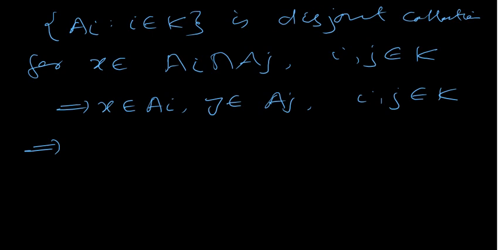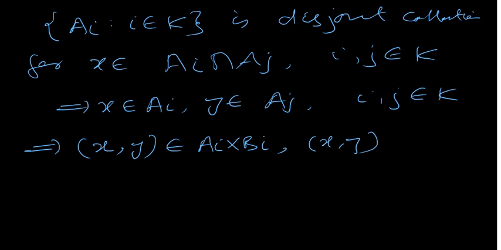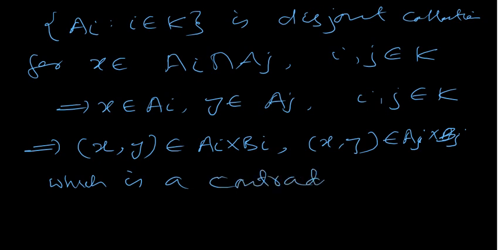Which means that x is in Ai, so that means (x, y), because y is in Bi, is in Ai cross Bi. And (x, y), because j belongs to K and y is also in Bj, belongs to Aj cross Bj. So this pair belongs to two different sets, but the collection An cross Bn is a disjoint collection, which is a contradiction. Okay, so this collection is disjoint.